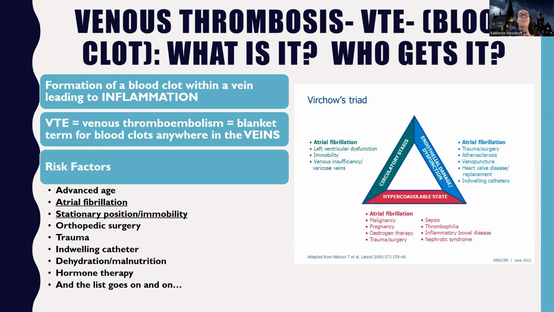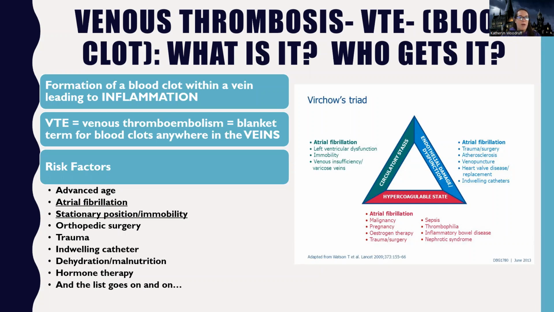So VTE is just a blanket term, venous thromboembolism, for blood clots anywhere in the veins. A lot of times these are going to be in the legs, and that's what's called a DVT, or deep vein thrombosis, and that's a lot of what we're going to be talking about. But you can get blood clots in many different blood vessels, so just know that, and we'll talk about some of the other ones later, like when you get a stroke, etc. And then in complex, you learn about pulmonary embolism and MI.